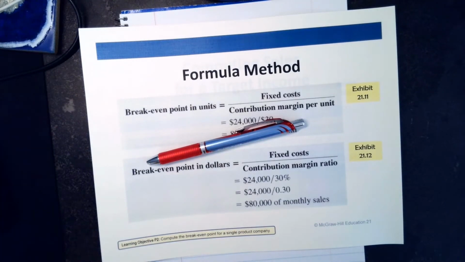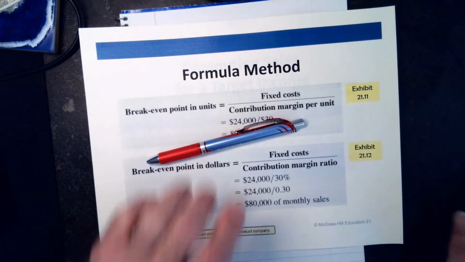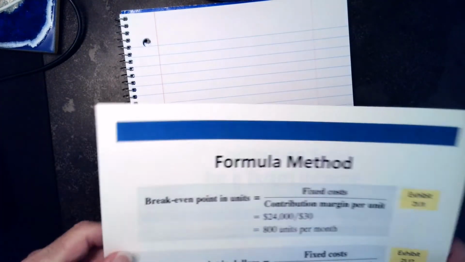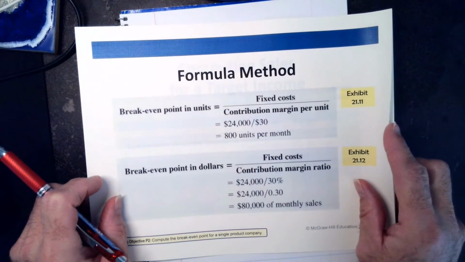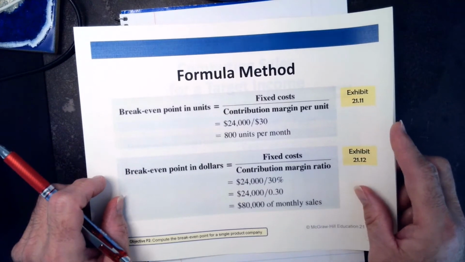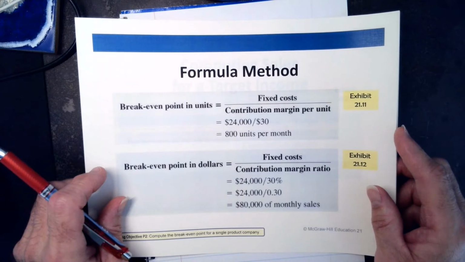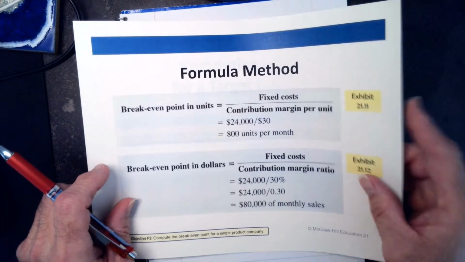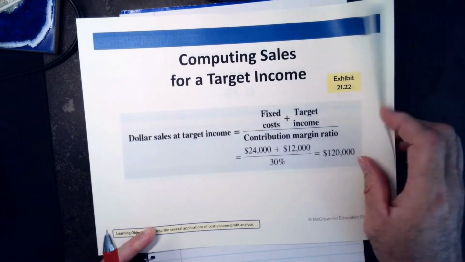Hey everyone, I want to talk to you a little bit about cost volume profit. This is one that winds up being very mathematically oriented. People get kind of confused about it. I want to talk a little bit about the formulas that you usually see in a cost volume profit chapter. They give you the formula method on how to figure out break even, and they also have one if you want to have a target income.